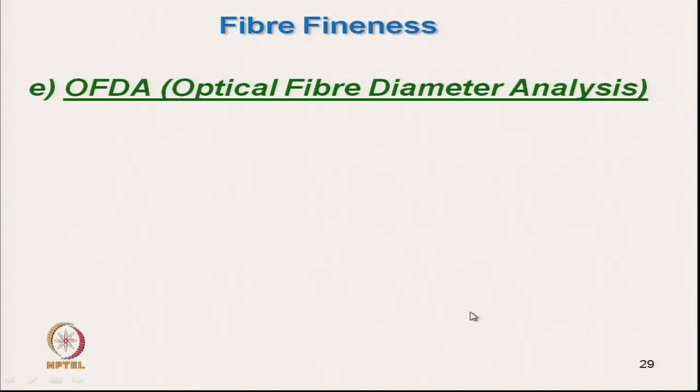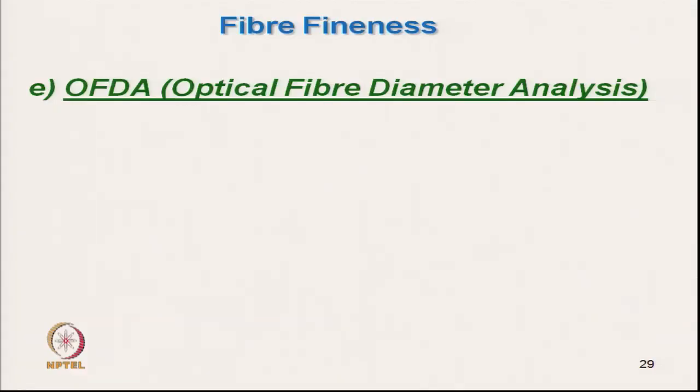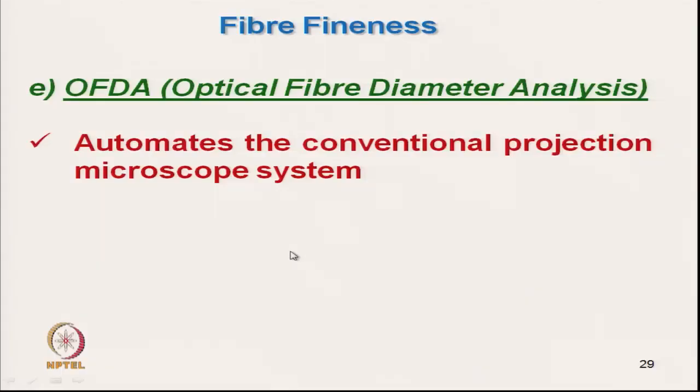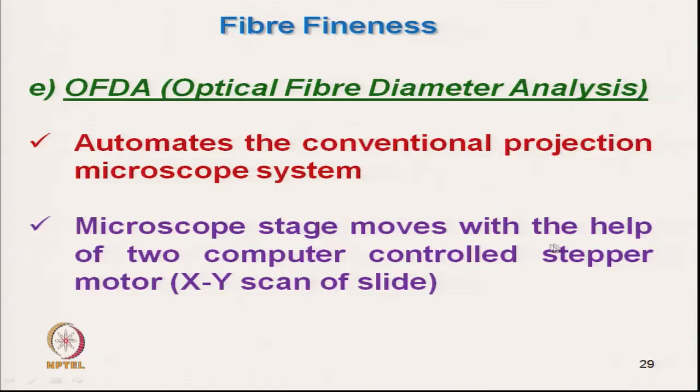Now, the next method is optical fiber diameter analysis. This is a very simple technique. It is basically an automated version of the projection microscope technique, as we have discussed, where the fibers are placed on a slide and manually moved in a zigzag fashion and the fiber diameter is measured. Here it is simply automated. The microscope stage moves with the help of two computer-controlled stepper motors, in the x and y directions. It moves randomly and we can program it. That way it moves and accordingly the image is captured.